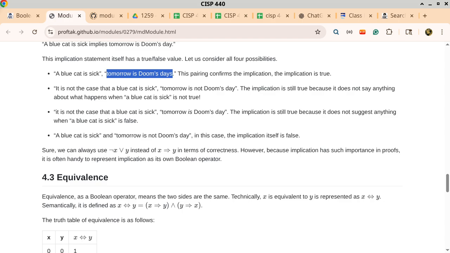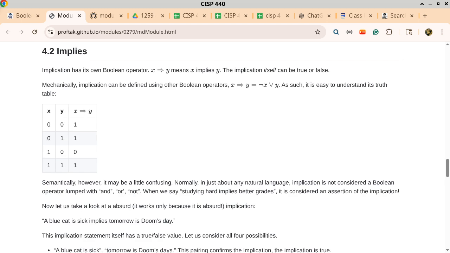It's literally x implies y, not if x is true. It is literally just x implies y. So if the cat is sick, then you have these two rows in the truth table. If tomorrow is not doomsday, then the implication itself is false. If tomorrow is actually doomsday, then the implication itself is true.